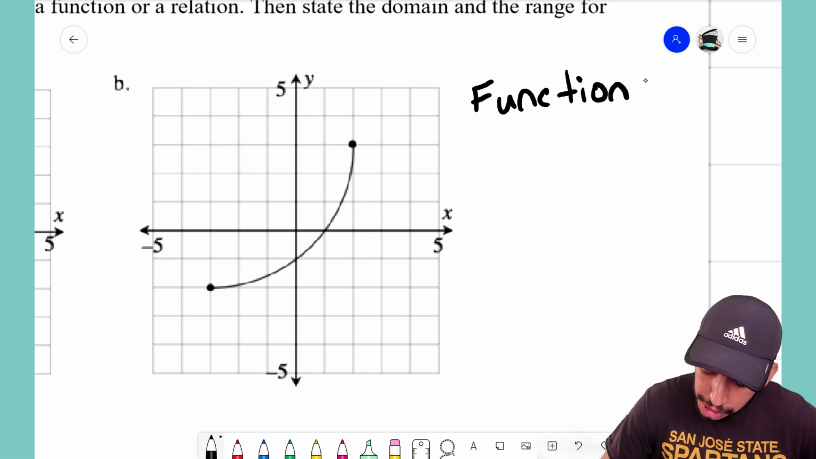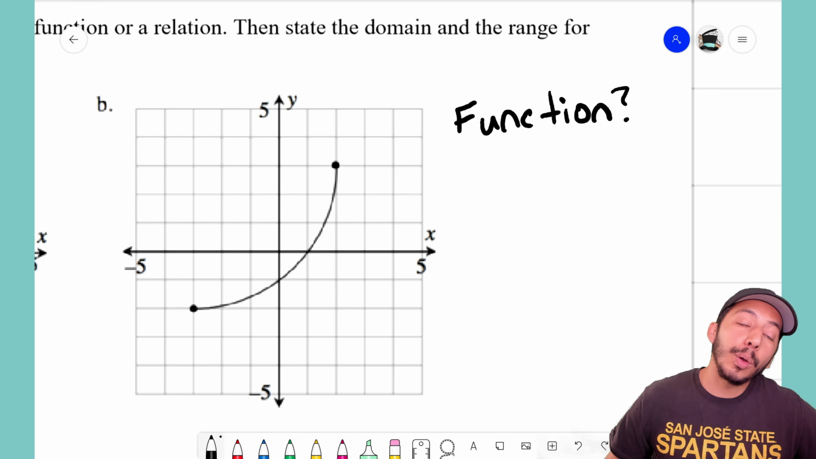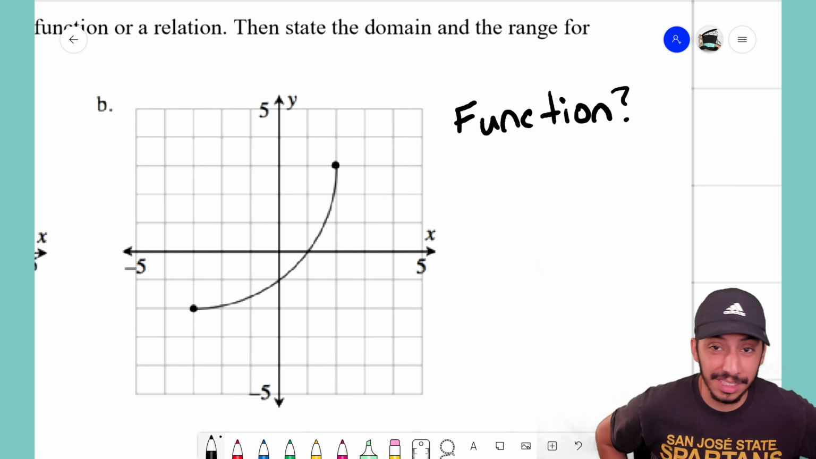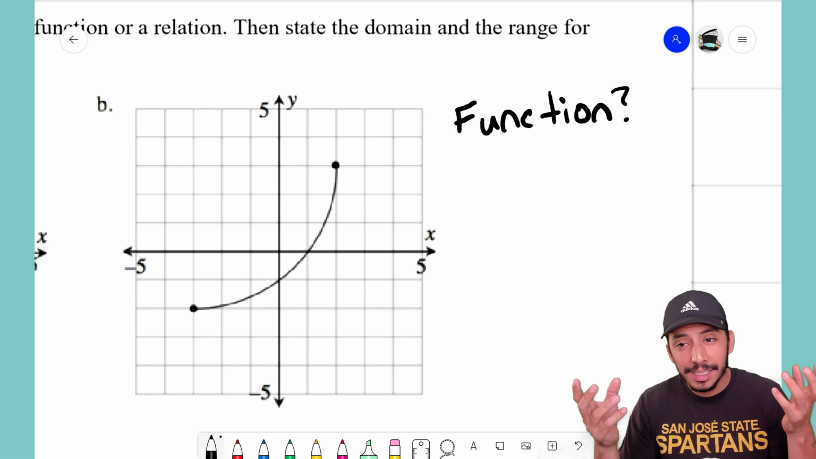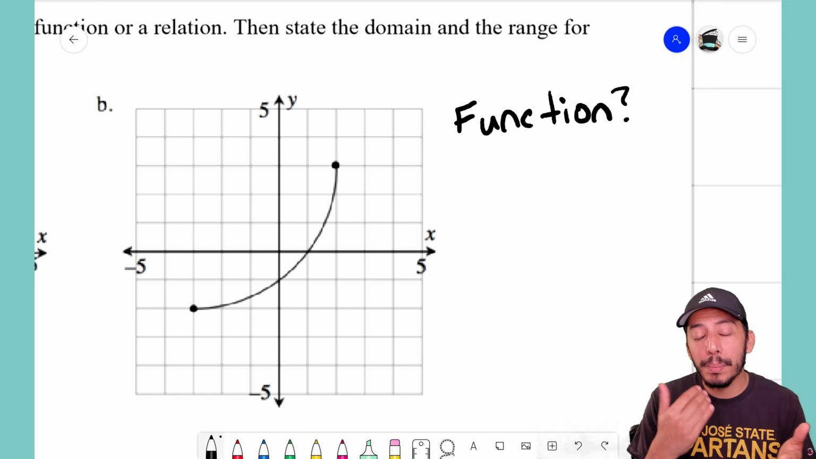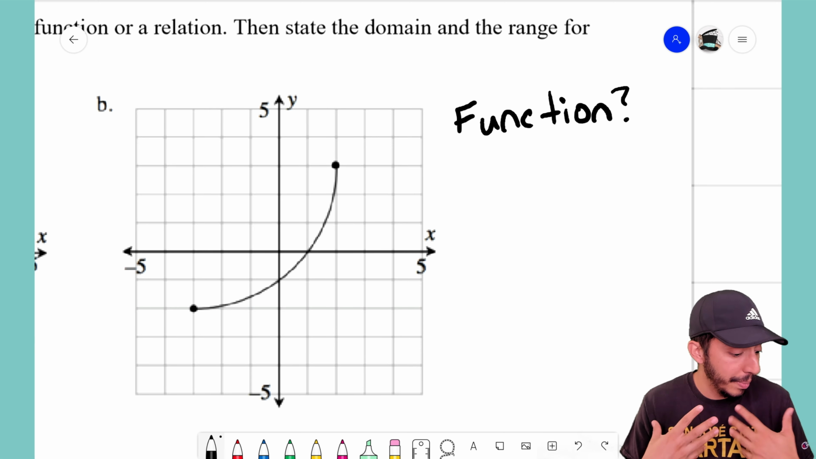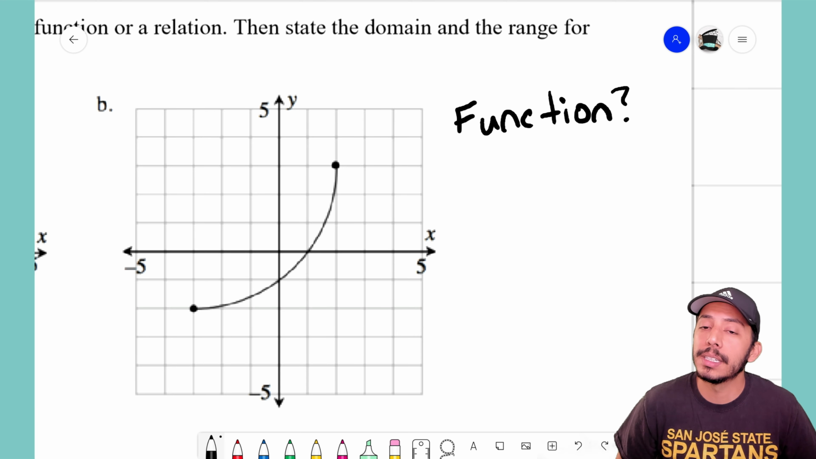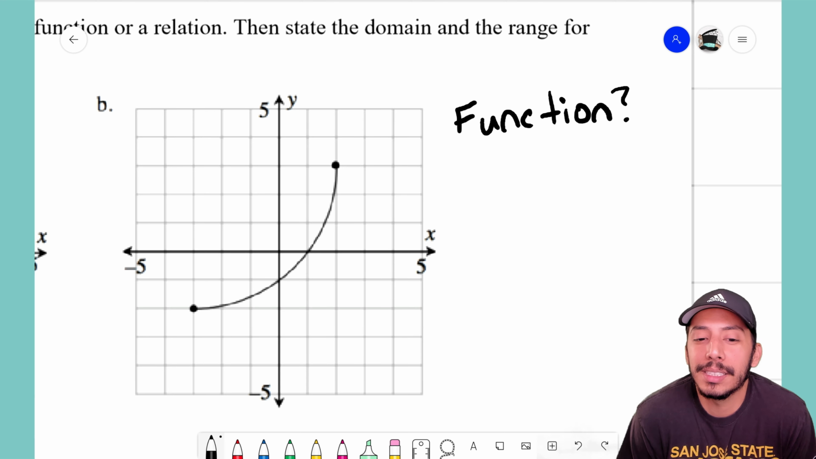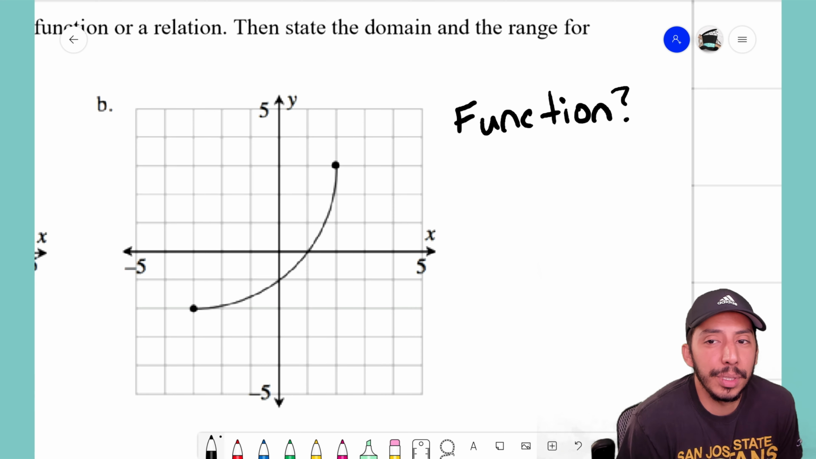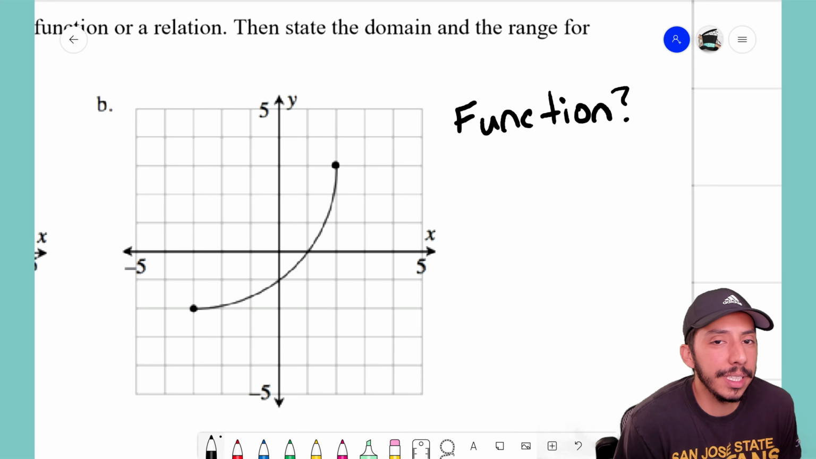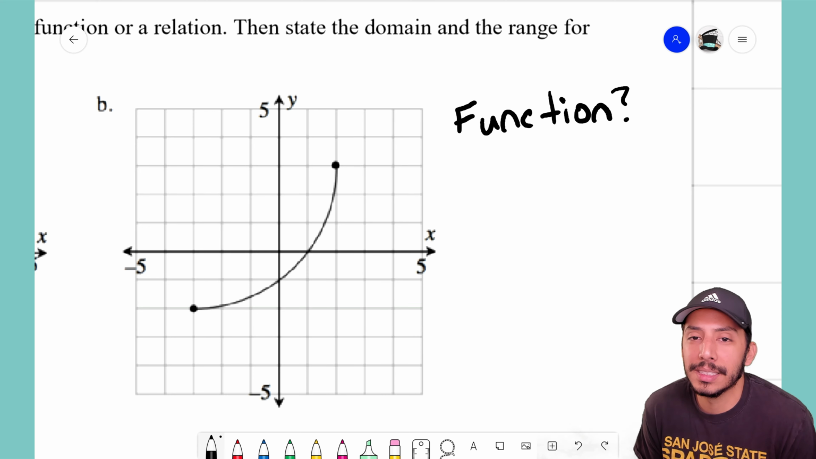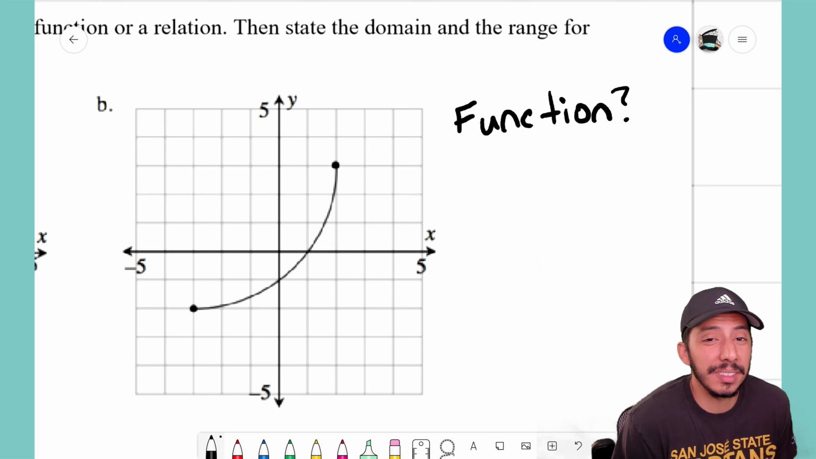Yeah. So the question is, is this a function? Now, we came up with a definition for a function way back when. Something about inputs and outputs. Does anyone remember what makes an equation a function? What was that definition? Something about an input and an output. It started off with like every input, and then something with an output.